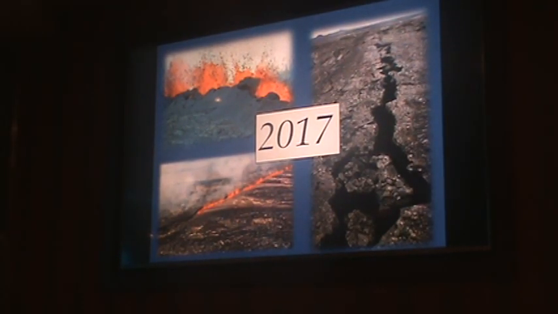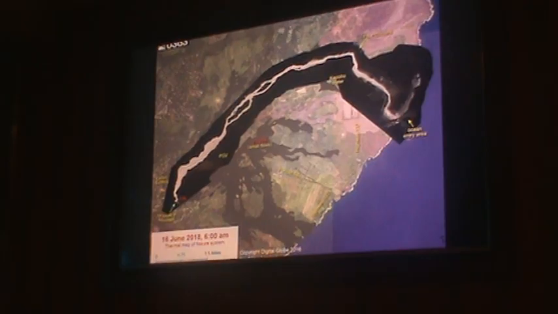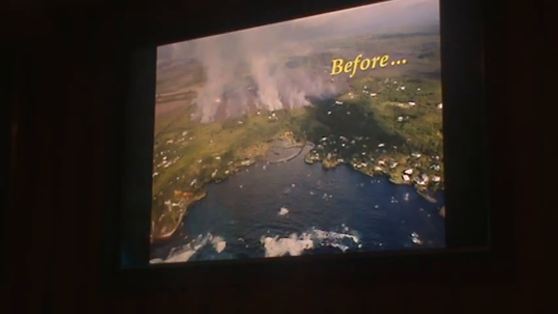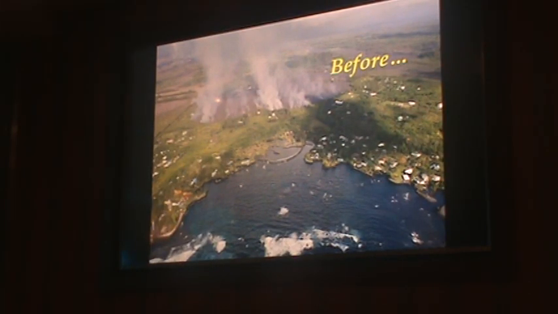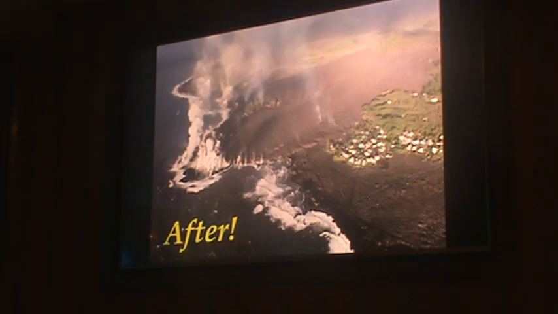Was anybody on a cruise during that time? 2017, 2018? No. When the cruise ship actually took a detour and went all the way around the island so the guests could see this as it was coming out to the ocean. And this was one of the longest. You can see this, right? This is before, and that's after. And it took out that entire village that was right there, and it created brand new land.